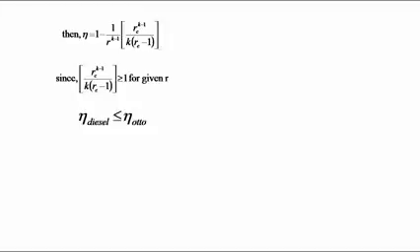Then efficiency is 1 minus 1 by R power K minus 1 into (RC whole power K minus 1) by K into (RC minus 1). Since (RC whole power K minus 1) by K into (RC minus 1) is greater than or equal to 1 for a given R, the efficiency of the diesel cycle is always less than the Otto cycle for a given R. But usually diesel engines have higher compression ratios, so they are more efficient than petrol engines for a given capacity.